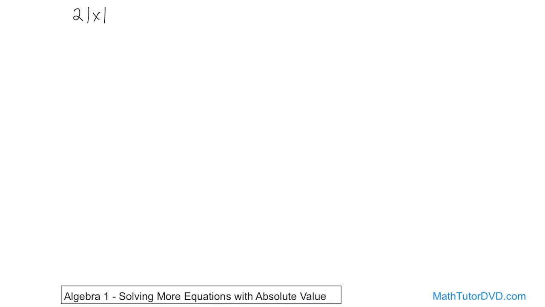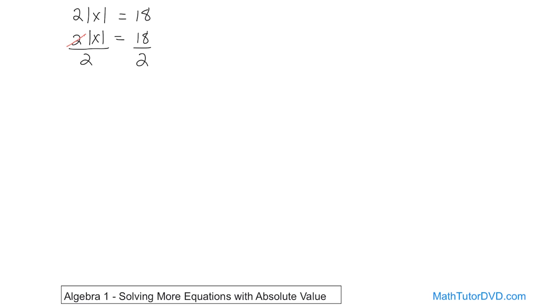So if you have 2 times the absolute value of x is 18, how do you think you go about solving that? Well, we want to get this all by itself, and we're multiplying it by 2. So what we need to do is do the opposite of multiplication, which is what? Division. So we'll divide the left-hand side by 2, and when we do that, we must do exactly the same thing to the right-hand side, which means we'll divide it by 2.